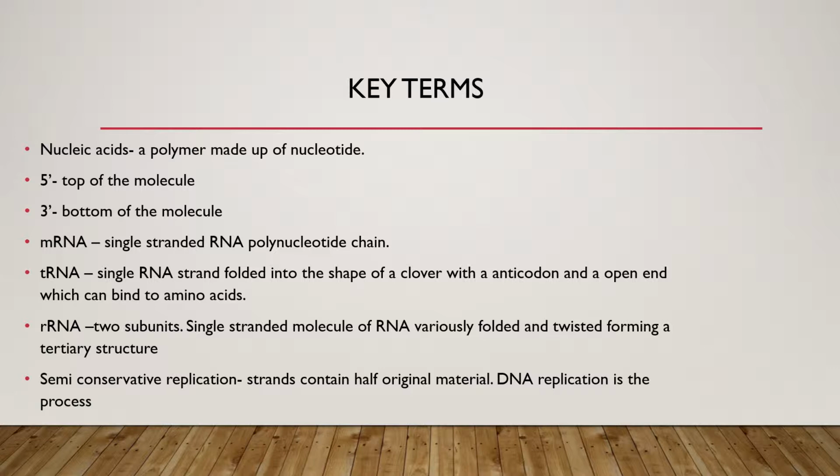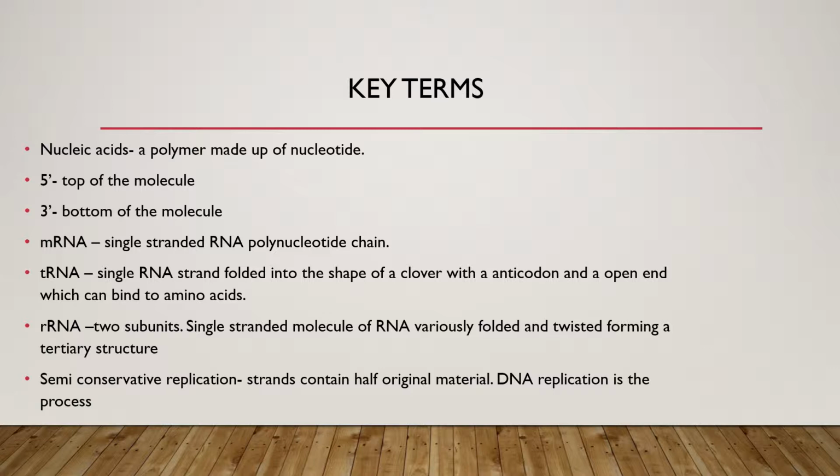5 prime, which is the top of the DNA strand, and 3 prime, which is the bottom of the molecule. You have mRNA, which is a single-strand RNA polynucleotide chain. tRNA is a single-strand RNA chain folded into the shape of a clover, with an anticodon at the bottom and an open end at the top, which combines with amino acids. However, that will be more in chapter 8 on protein synthesis.